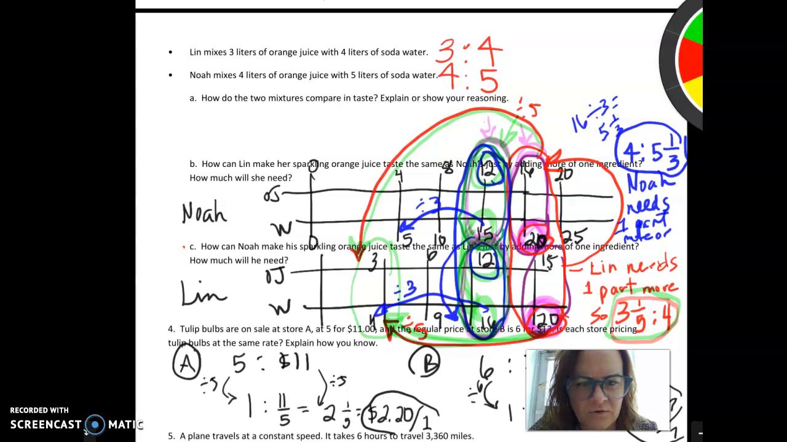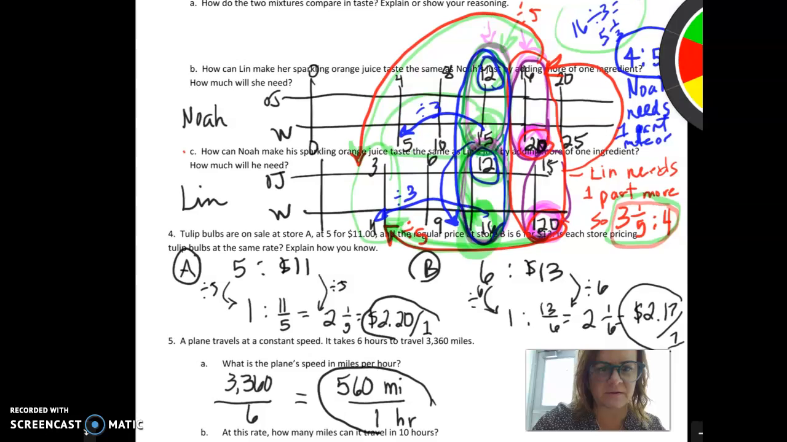Let's look at what he had to do to get there. We know that 15 divided by 3 is 5, right? And then let's do 16 divided by 3, because this is where he's going. He wants to get to that 16. Let's divide that by 3, and we get 5 1/3. So Noah needs to add 1/3 of a liter more of water so that his tastes exactly the same as Lynn's. All right, if you need to watch that part again, please do so.